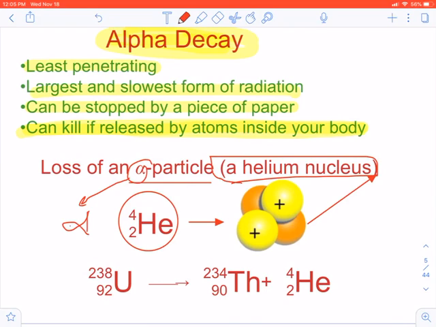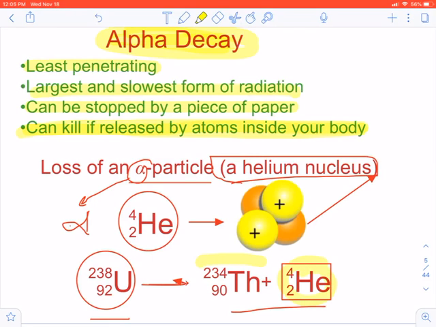So for example, if we had uranium-238 and it underwent an alpha decay, we always know that one of the particles on the other side is the alpha particle. Remember, this is the reactants and this is the product. When this uranium splits into the two things it's going to become, what is it going to become? We know one of the particles is always going to be this alpha particle, 4,2He.